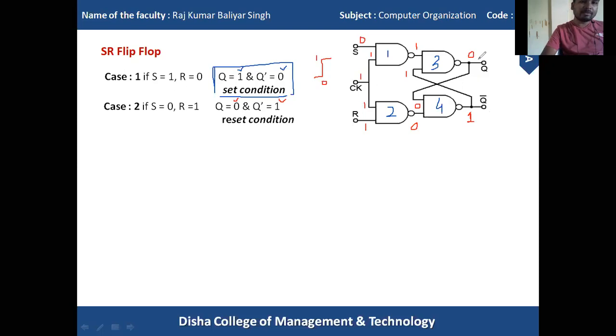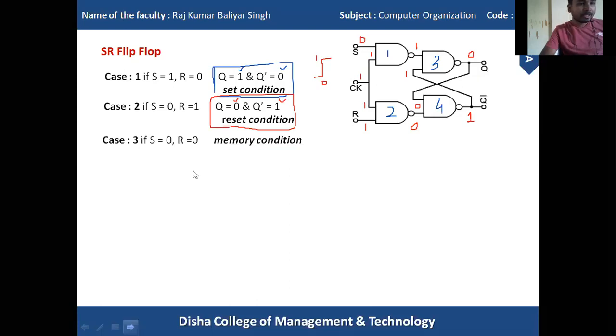So again we are getting the same situation, that the outputs are complement with each other. That means Q equals 0 and Q naught equals 1. So this procedure is complete. Whatever condition we get here is called reset condition. In reset condition, Q value equals 0 and Q naught value equals 1. Okay, so in set condition we are getting Q equals 1 and Q naught equals 0. After that we have another type of input sequence. We'll see that.